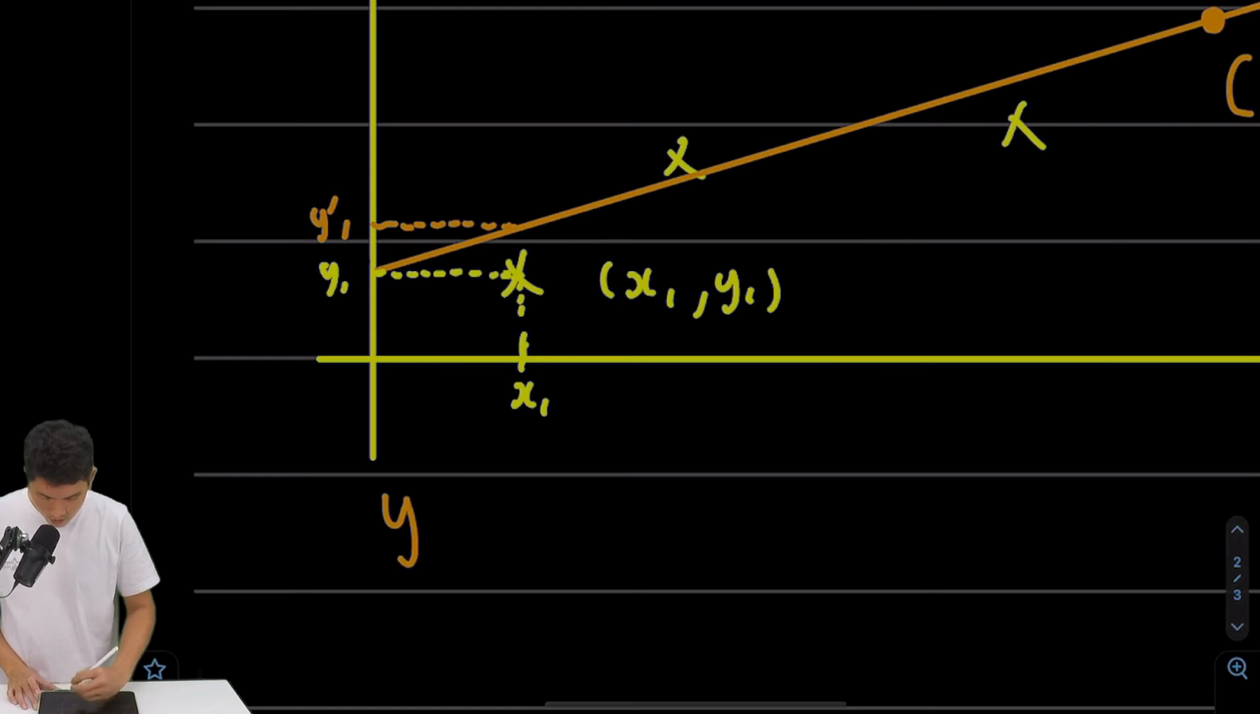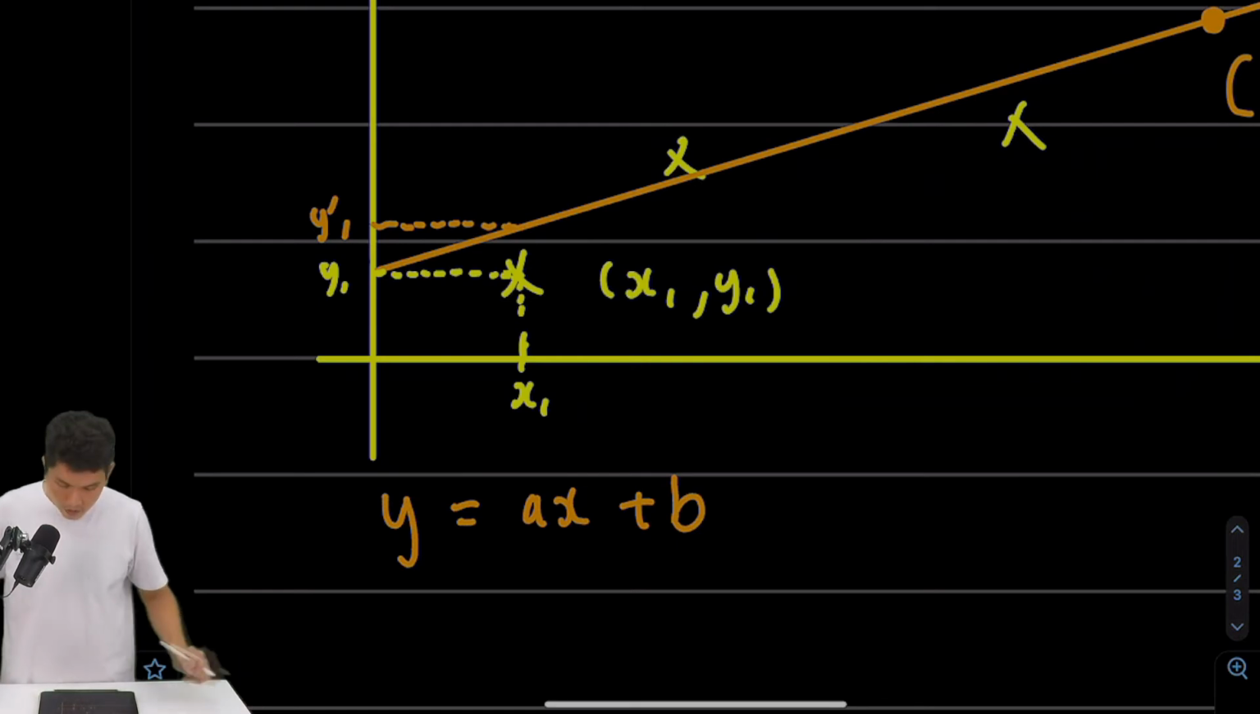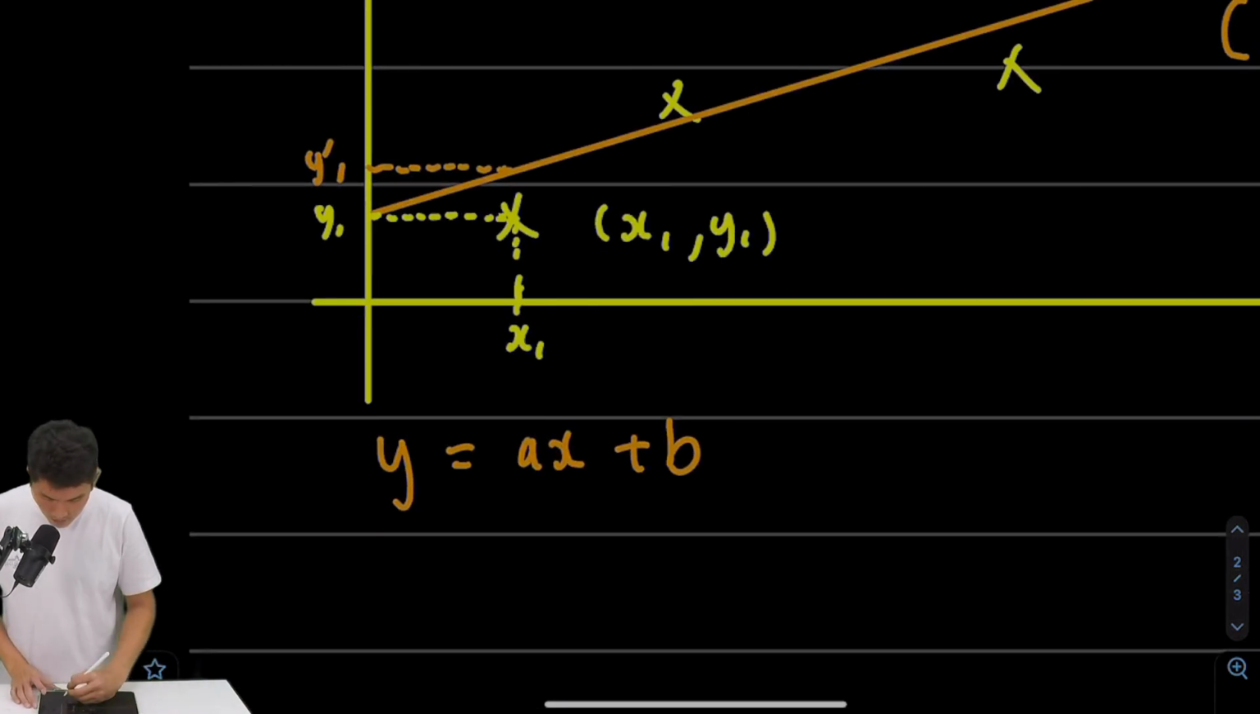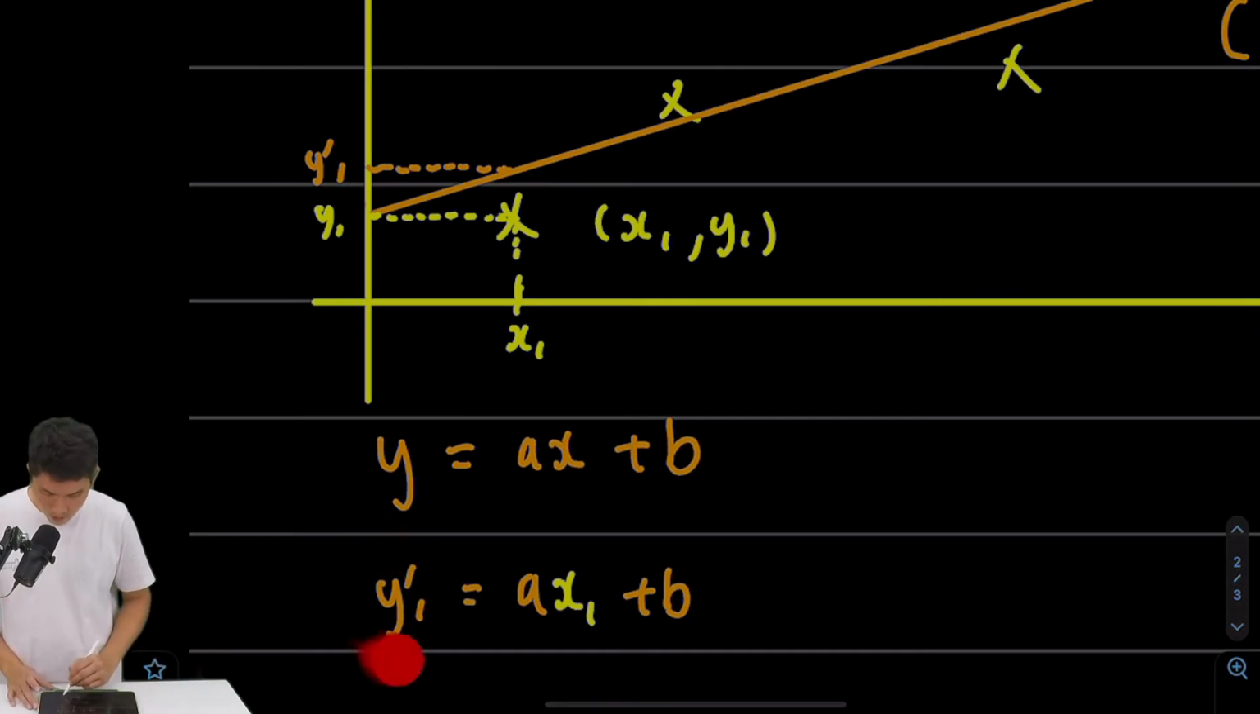Let's write that down first. Our equation of regression will be y equals ax plus b, for example. Then if I substitute x1, I'm going to get y prime 1 equals ax1 plus b. So substituting x1 into this line of regression, I'm going to get y prime 1. But let's say I don't want y prime 1 over here, I want it in terms of y1. What can I do?